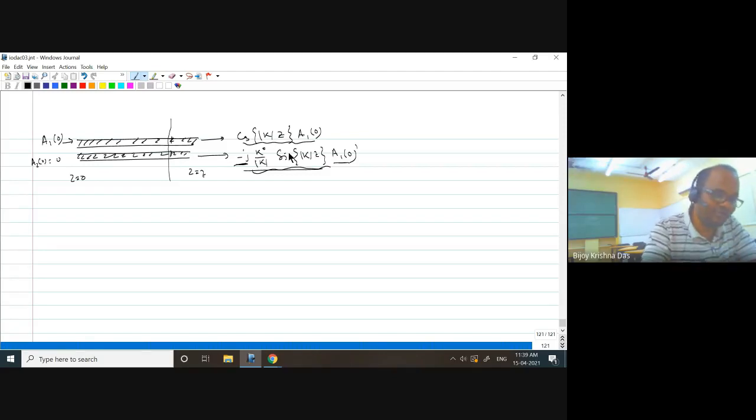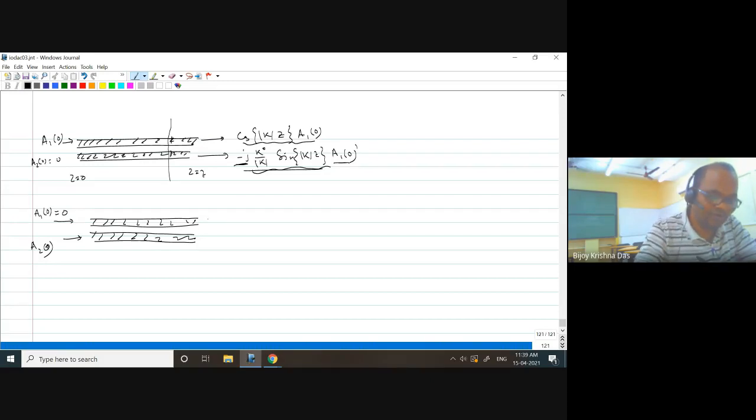Now if you do the reverse situation, what would be the case? You have waveguide 1 where you are not launching, A10 equal to 0. First waveguide is 0. And then in the second waveguide you are launching A20, which is not equal to 0. Then what would be the situation here? Tell me.